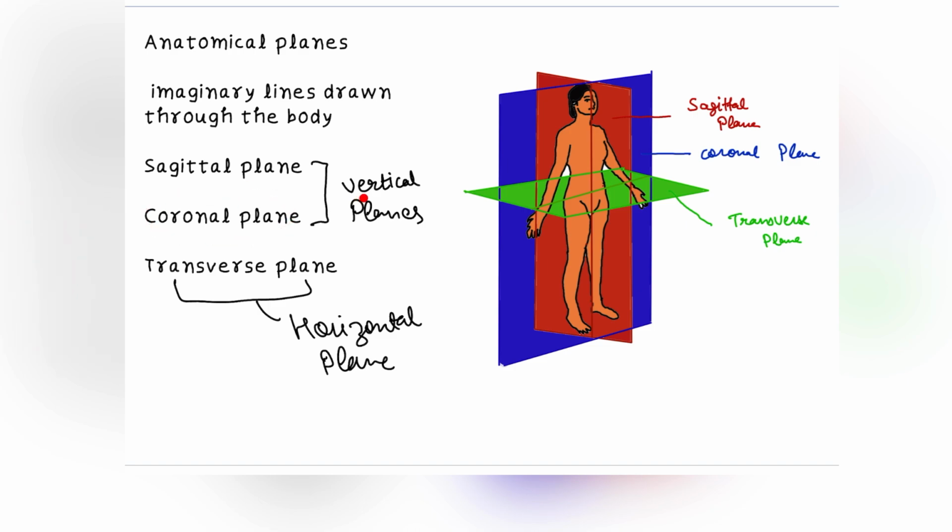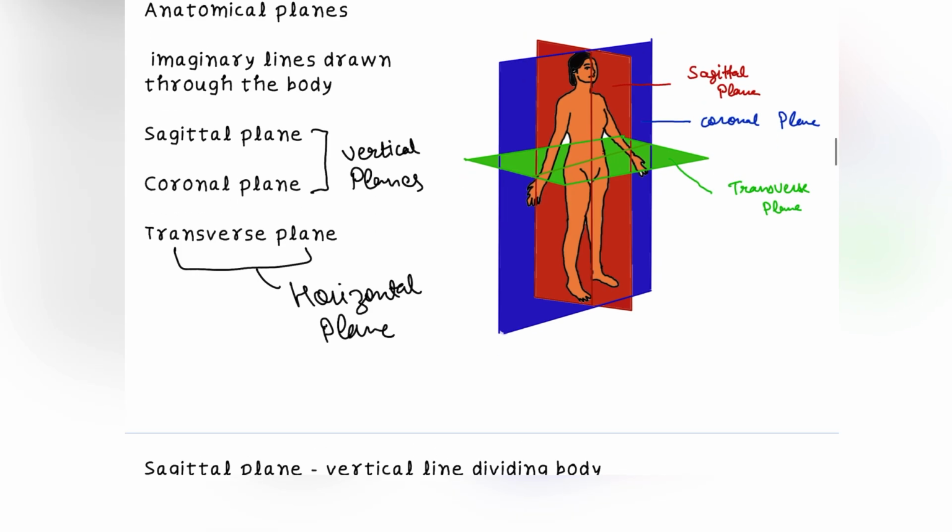Sagittal and coronal are both vertical planes, as they are in the vertical direction. This is the sagittal plane and this is the coronal plane, and there is one horizontal plane, which is also called the transverse plane. So this is the transverse plane. We will discuss them one by one in detail.